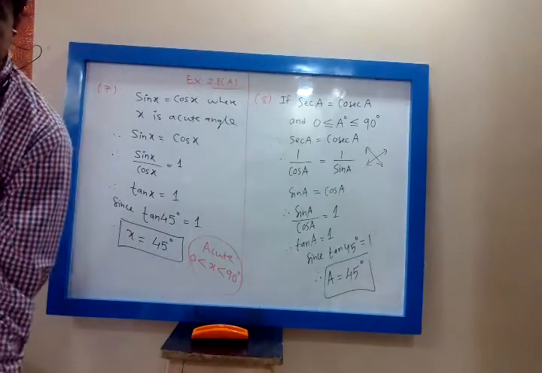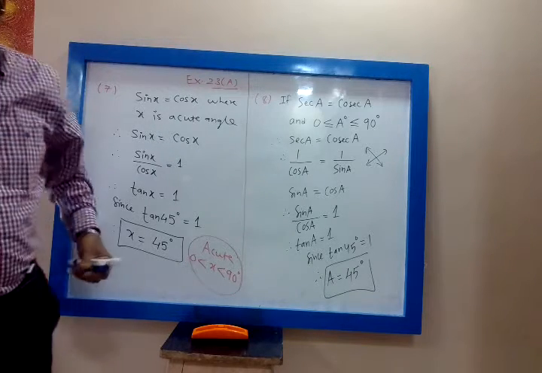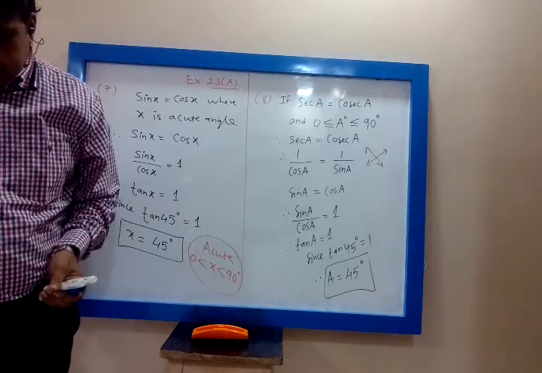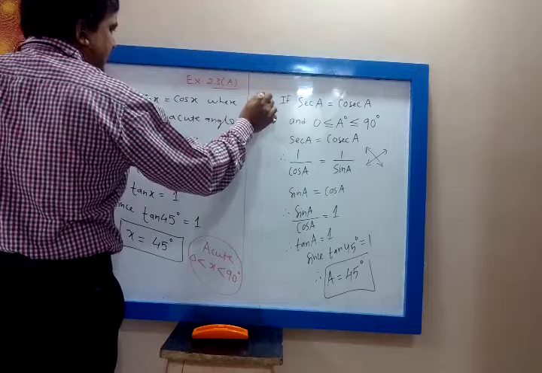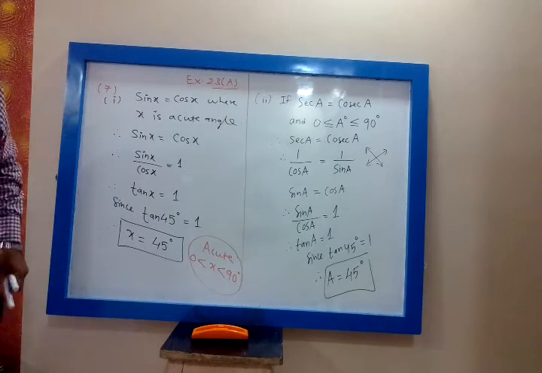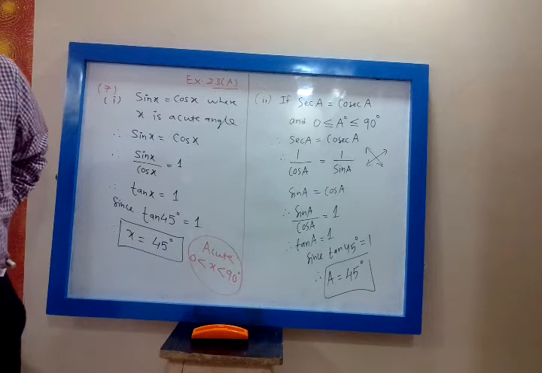So trigonometrical ratios: sin, cos, tan, sec, cosec, cot. This is the 7th second and this was 7th first. Then tan theta is equal to cot theta. Find the value of theta.